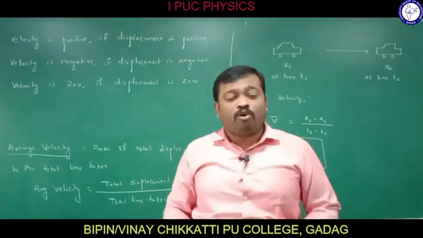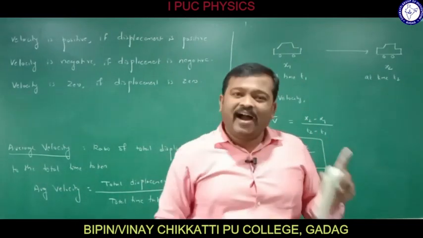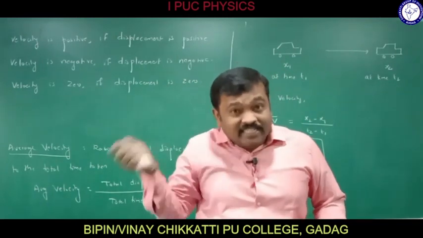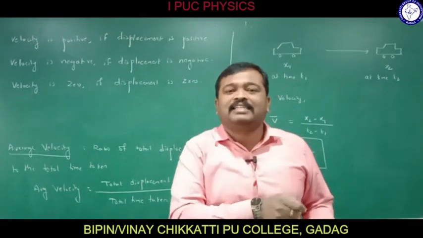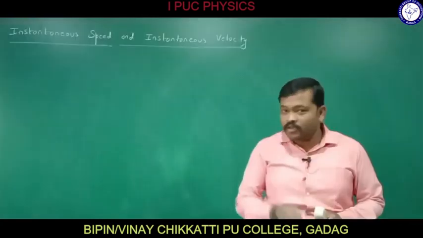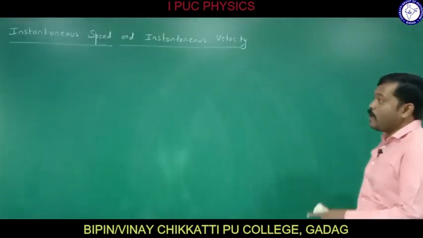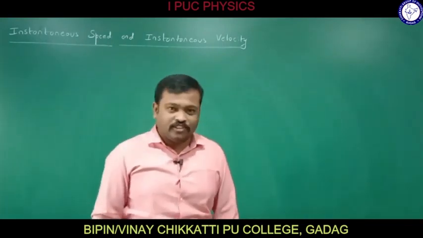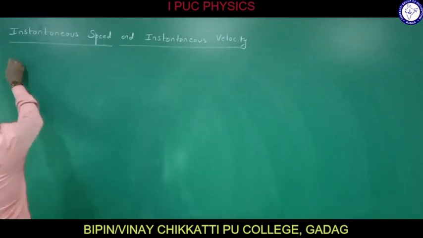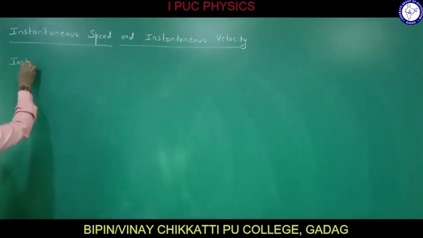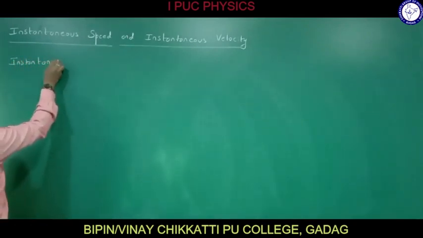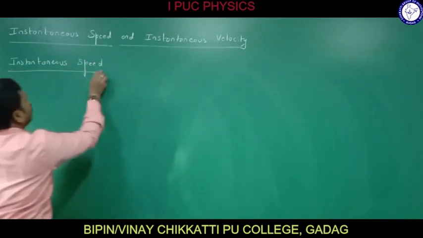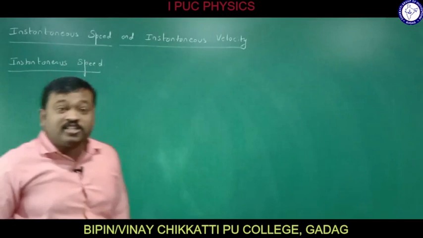So this was all about average speed and average velocity. Next, we will be learning about instantaneous speed and instantaneous velocity. Now, let us understand instantaneous speed first, then let me move on to the instantaneous velocity. What is instantaneous speed? So we have understood about average. Now let me move on to the instantaneous. What is the meaning of instantaneous?